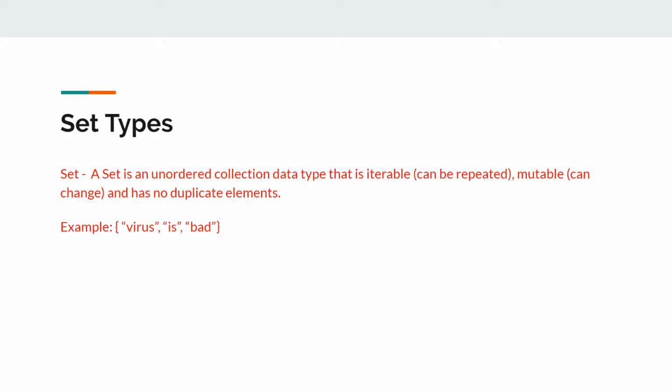Set types. A set is an unordered collection data type that is iterable, which can be repeated, and mutable, which can change, as mentioned before, and it has no duplicate elements. The example here is virus is bad. It wouldn't be a set if it were virus, virus is bad, because that has two of the same elements.